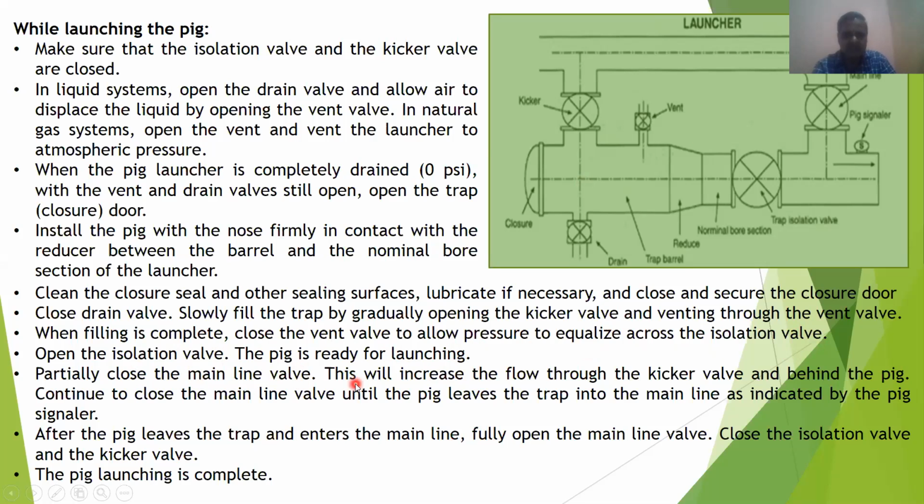Partially close the main line valve. This will increase the flow through the kicker valve and behind the pig. Continue to close the main line valve until the pig leaves the trap into the main line as indicated by the pig signaler. After the pig leaves the trap and enters the main line, fully open the main line valve, close the isolation valve and the kicker valve. The pig launching is complete.